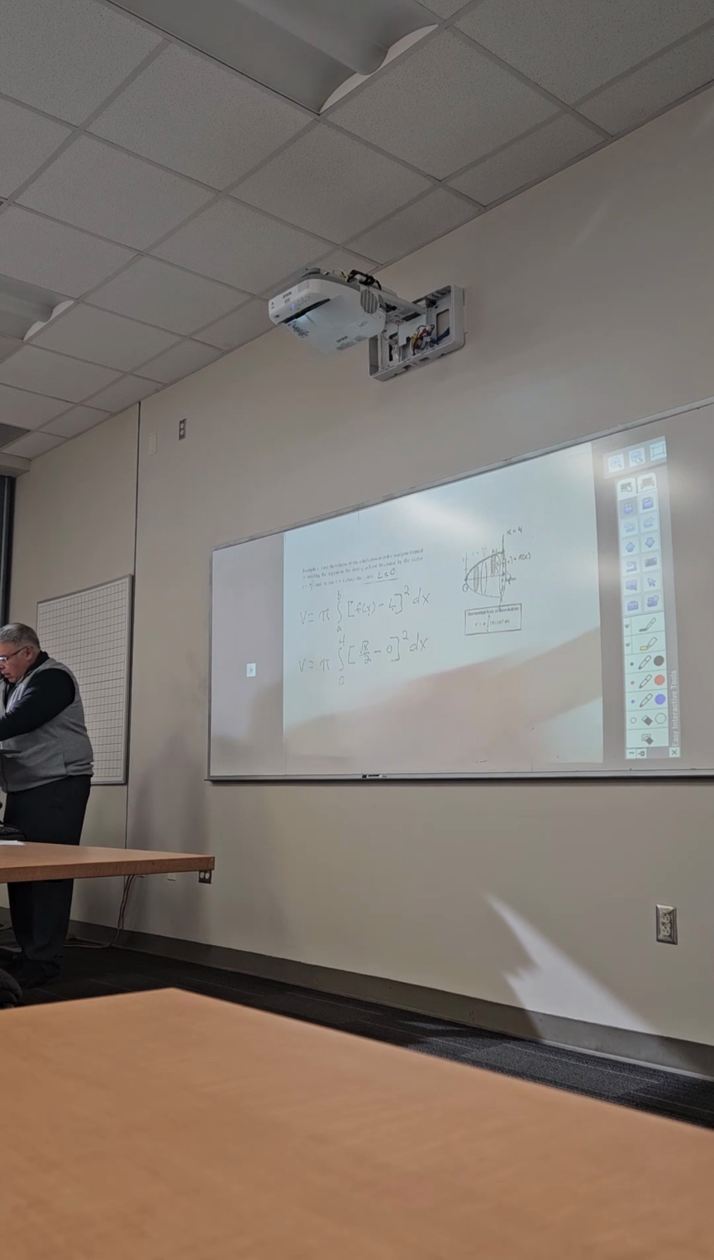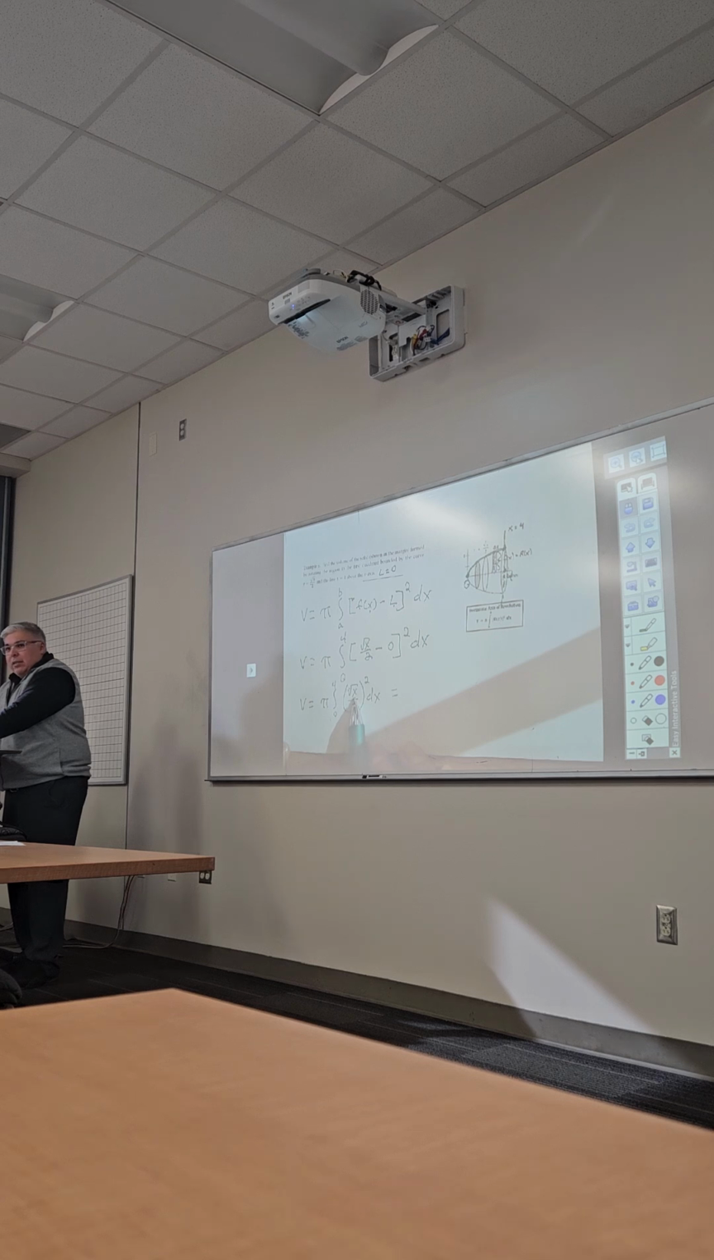I'm running out of room very fast here, so I'm just going to rewrite this for you guys. Radical x over 2 minus 0 is just what? Radical x over 2, quantity squared dx. When I square the radical, x is just going to be x. The square cancels out the radical. And then I square the 2 at the bottom, makes it a 4. So it's going to be pi, the integral from 0 to 4, x divided by 4 dx.